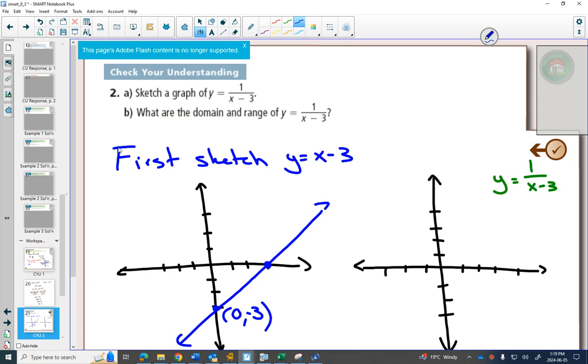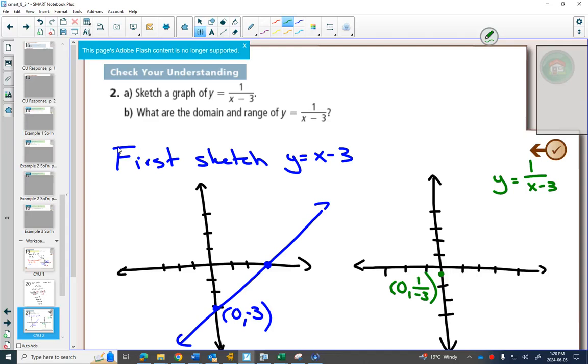And on your reciprocal graph, the basic rule says whatever point you had on your original graph, you have 1 over that point on your reciprocal, which is pretty obvious that if I plugged in 0, just like a table of values into the green equation, I would get 1 over negative 3.